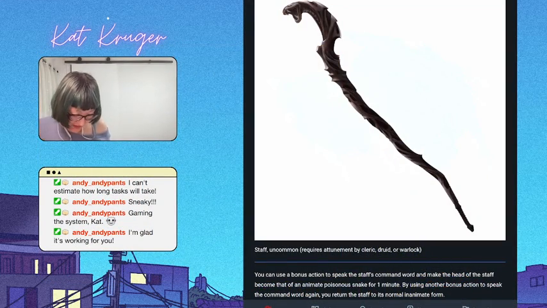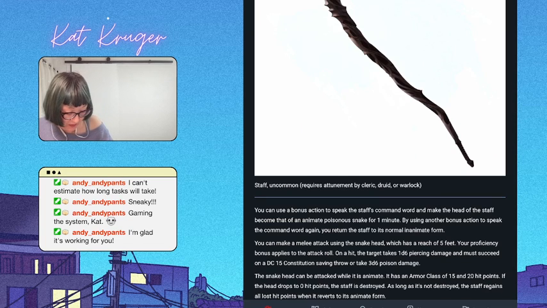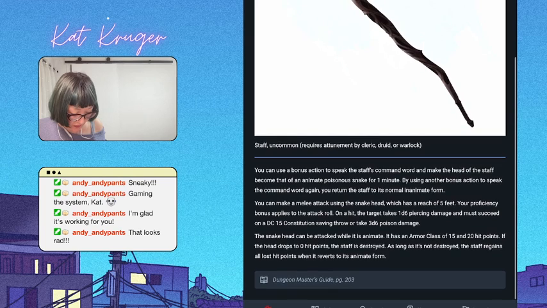So Staff of the Adder, such a cool looking staff. The artwork is beautiful. This one specifically is an uncommon item. It requires attunement by a cleric, druid, or warlock. I'll just read off what this does. You can use a bonus action to speak the staff's command word and make the head of the staff become that of an animate poisonous snake for 1 minute. By using another bonus action to speak the command word again, you return the staff to its normal inanimate form.